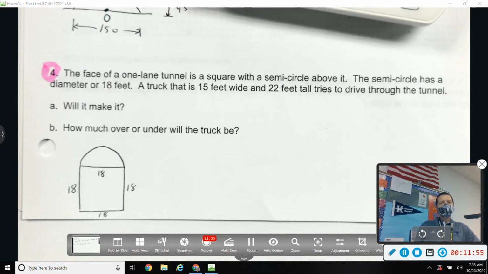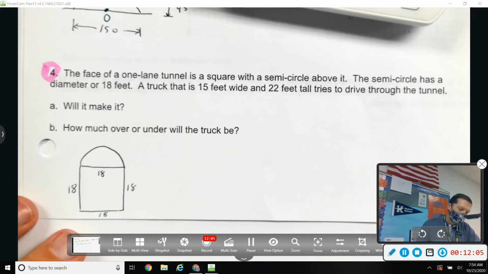A truck that is 15 feet wide and 22 feet tall tries to drive through the tunnel. Will it make it? I don't know. How much over or under will the truck be? Okay, well, we drew a picture. Let's pick the origin.